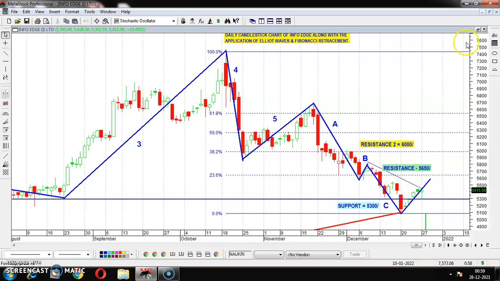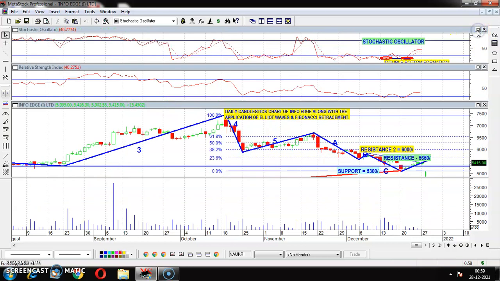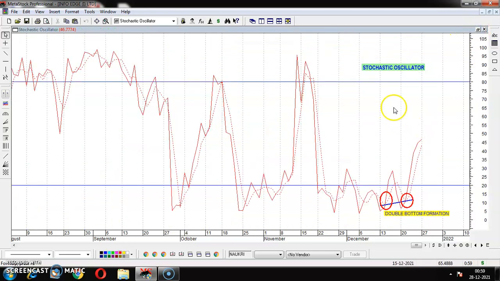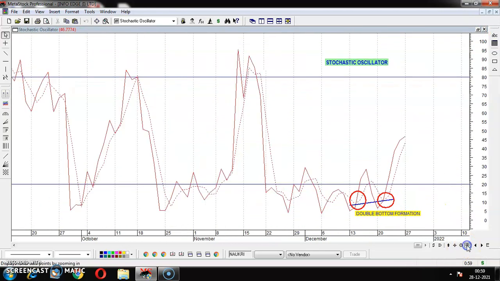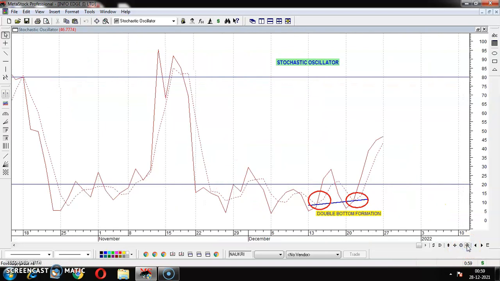Now let me also cross-check with another parameter. First, I would like to highlight the stochastic oscillator. Stochastic oscillator is a very important oscillator, and a lot of traders generally use this particular oscillator. In the stochastic oscillator, we generally see two kinds of lines. This is a normal red line, which is called the stochastic line, and this is a dotted line, which is called the signal line.